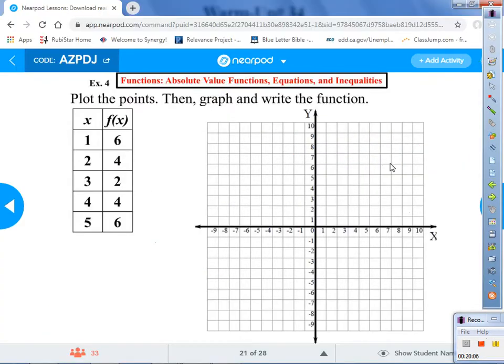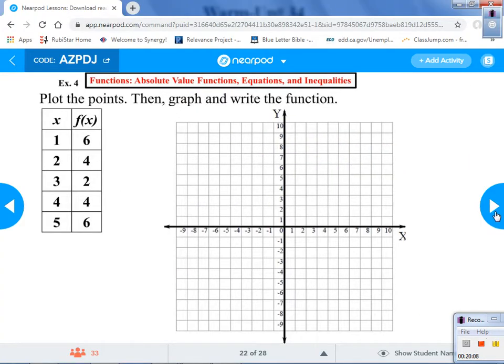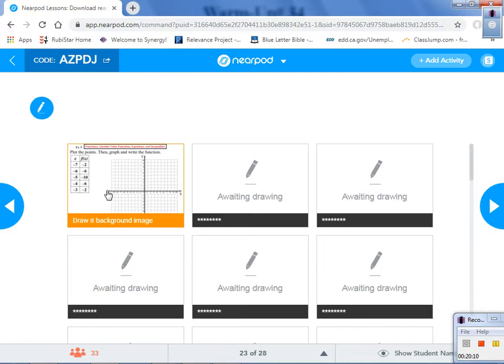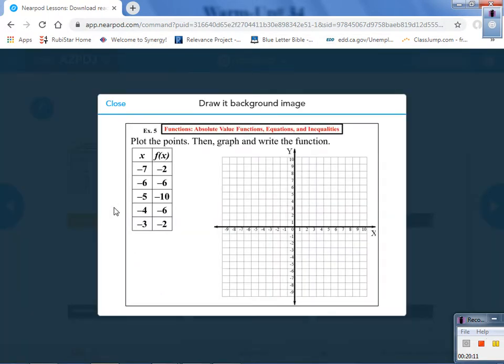Here we go. Lock your toolbar. You can use the same graph if you want, but if not, use the little ones in the back. Example 5, it says plot the points, then graph your function and write your function. There it is on your screen. Copy and go.